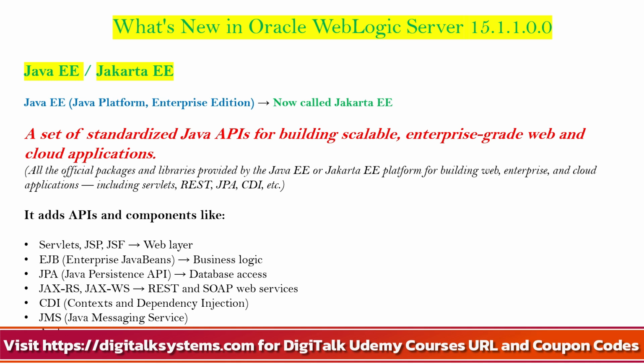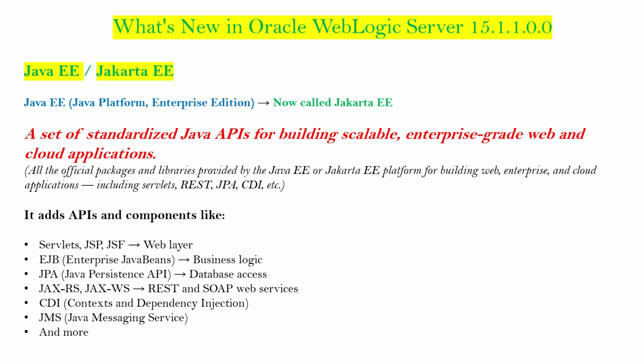This Java or Jakarta Enterprise Edition provides you the standard set of APIs, which are also called packages or libraries, for building your enterprise applications. You can say this is a base for the development of your enterprise applications. So this is all about the Java Enterprise Edition, which is also called the Jakarta Enterprise Edition. This is a set of specifications, packages, or libraries that we use to build our Java-based enterprise applications.